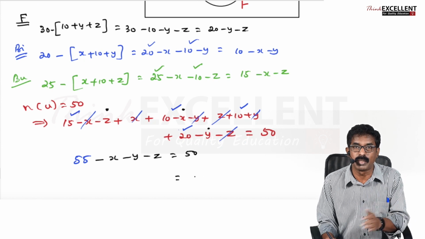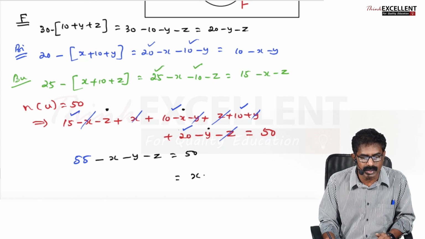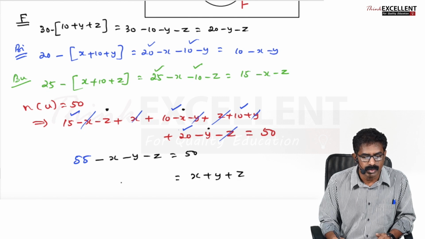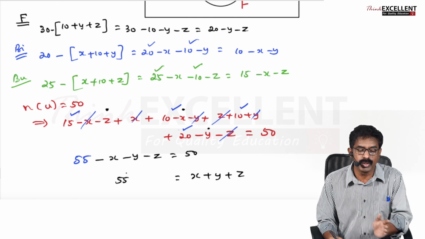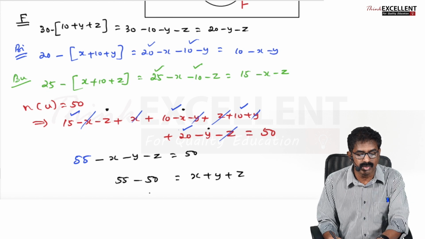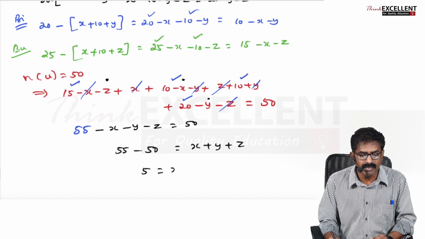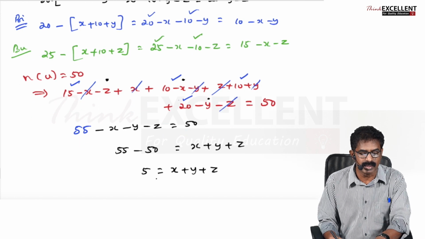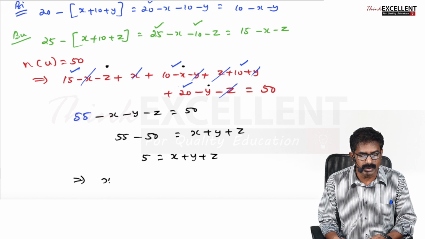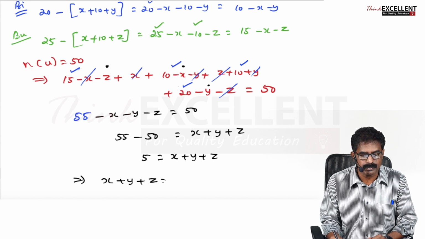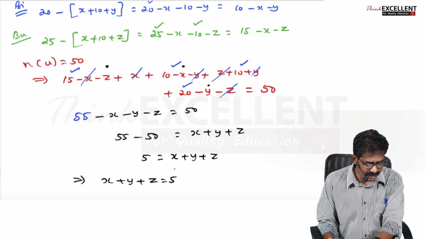So all the minus will become plus, right? Minus x you take there, plus x plus y plus z. 55 we have, bring that 50 to the left side, minus 50. So 55 minus 50 is what? 5. So 5 equal to x plus y plus z. That is x plus y plus z equal to 5. That is what we need actually, right?